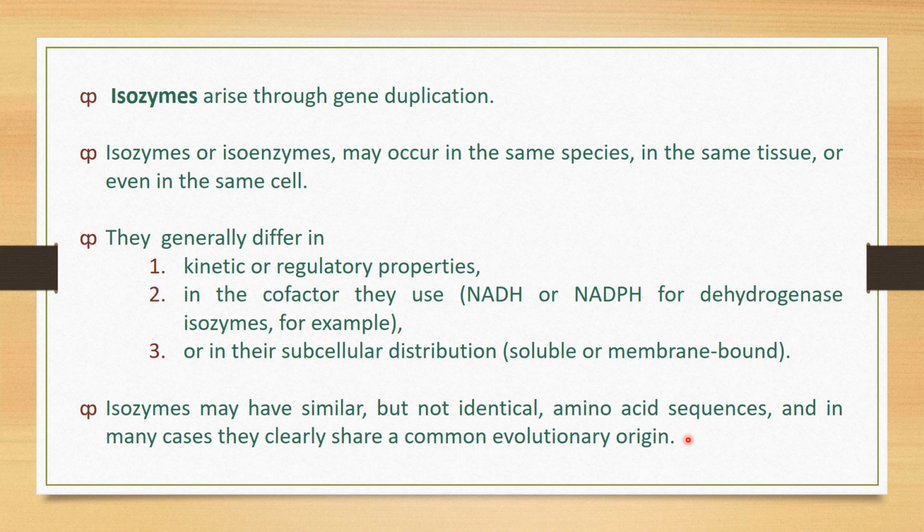So if we sum up, they generally differ in kinetic property, regulatory property, cofactor use, or subcellular distribution. Kinetic, that means Km may be different, Vmax may be different. Regulatory property, that is, sensitivity towards the regulator may differ in different isoenzymes. They differentially choose their cofactor. I have already given the example of dehydrogenase. Their subcellular distribution may also be different. Some may be soluble, some may be membrane bound.